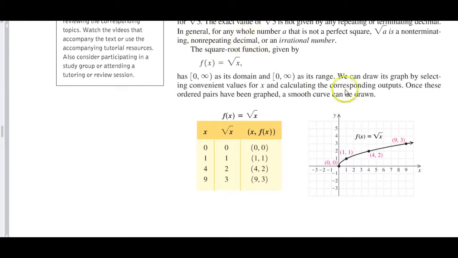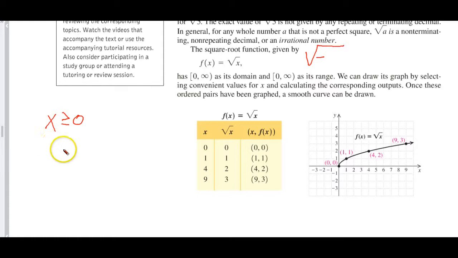Now, under the radical sign, we just said that you can't have a negative value under the radical sign if it's an even root, or the square root. So what we have to say over here is x is greater than or equal to 0 in order for it not to be a negative under the radical sign. So what would be the domain of this?